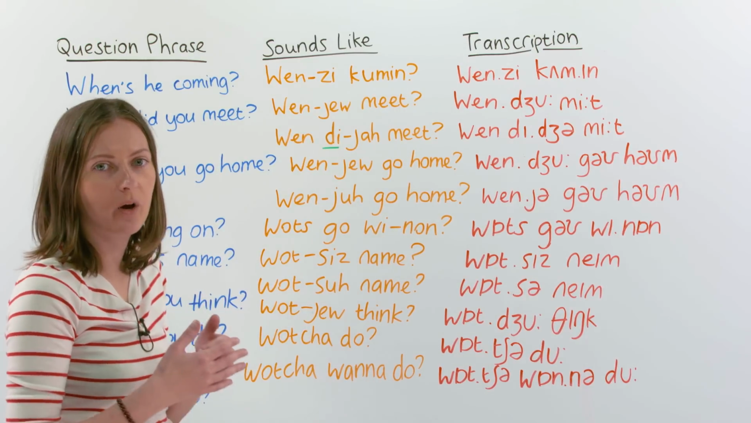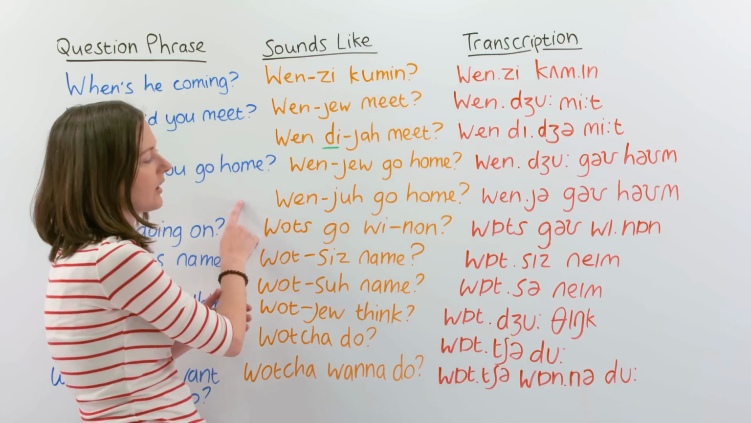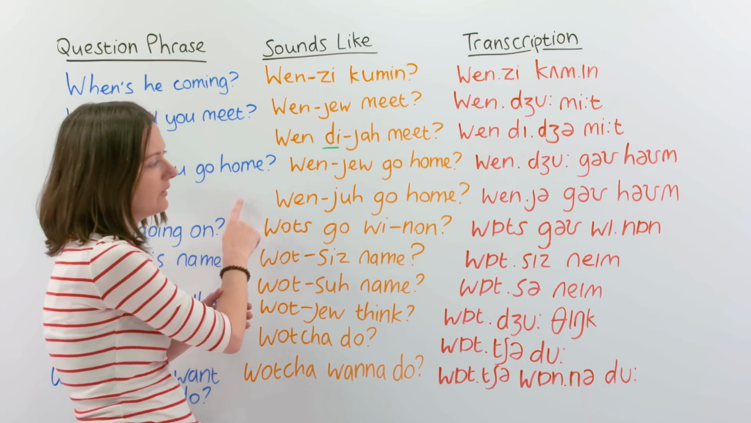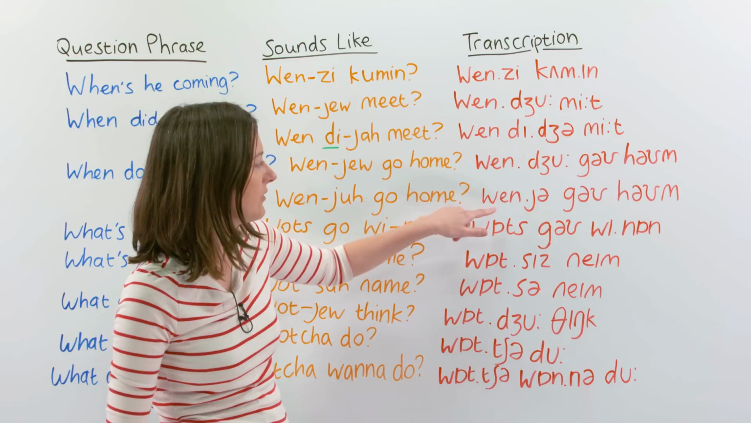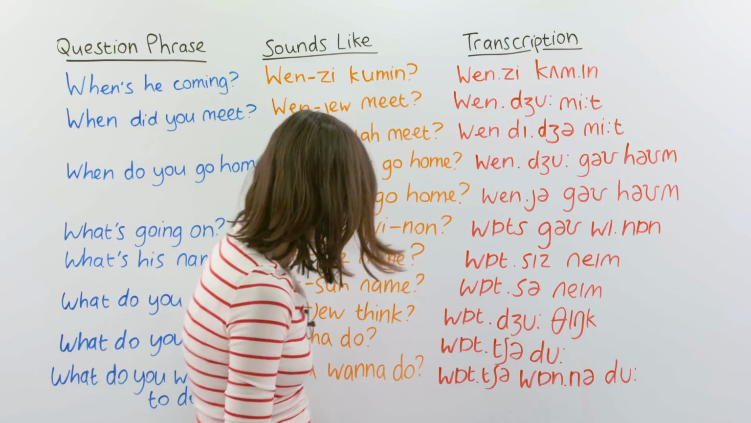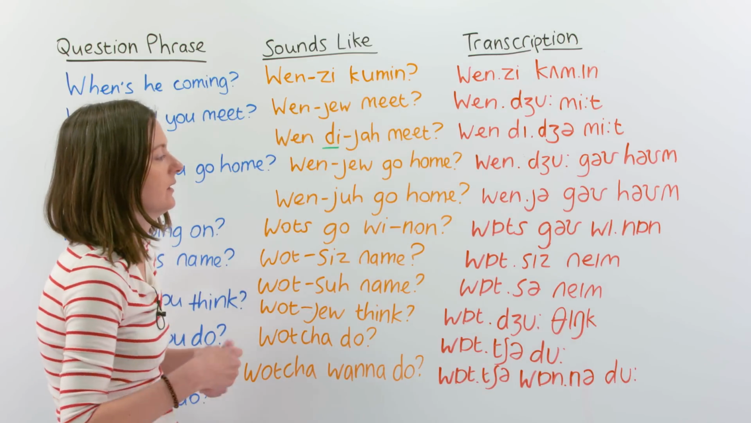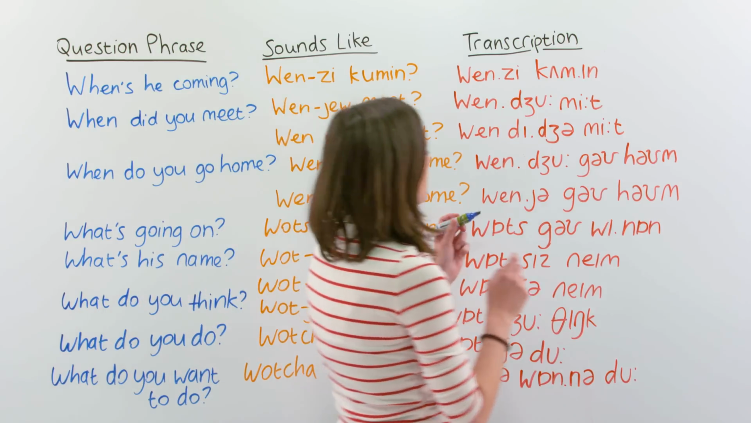I can say that one in a different way. When do you go home? Let's look at the IPA. There's a mistake here. I've written 'when ya go home.' That's an easy mistake to make. So let's change this.